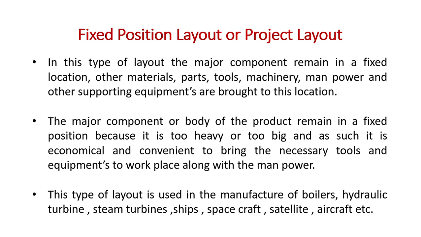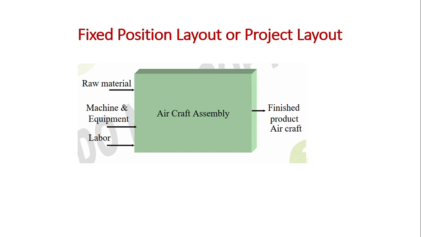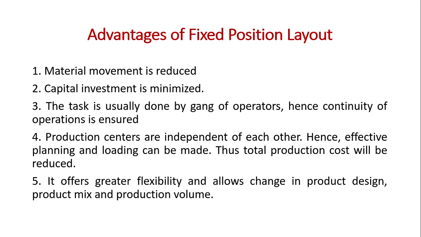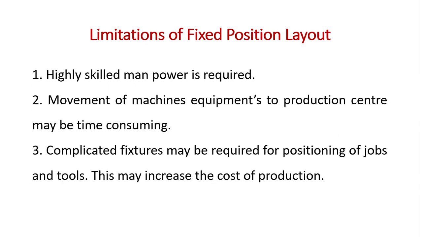Such type of plant layout, that is fixed position layout, is used more for manufacturing boilers, hydraulic and steam turbines, ships, spacecraft, satellites, aircraft, etc. Just see the slide which gives one example of fixed position layout in case of aircraft assembly. This slide talks about advantages of fixed position layout. This slide talks about limitations of fixed position layout.